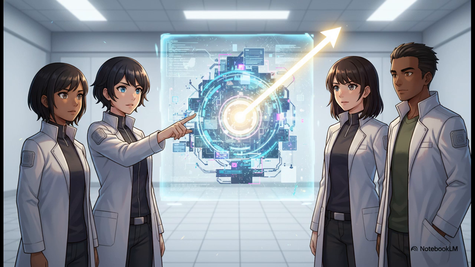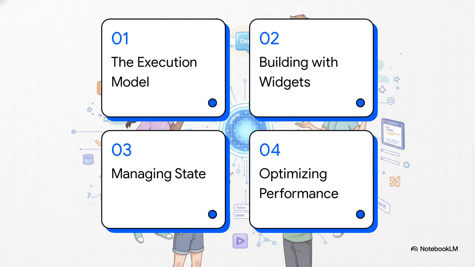Our goal is to give you a solid, technical understanding of its core mechanics, because once you master these, you can build much more powerful and efficient applications. We've broken this down into 4 parts. We'll start with the execution model. That's the absolute foundation. Then we'll get into creating apps with widgets. After that, we'll tackle how to manage interactivity and state, and we'll wrap up with optimizing performance through caching.